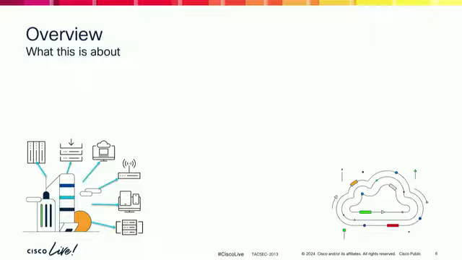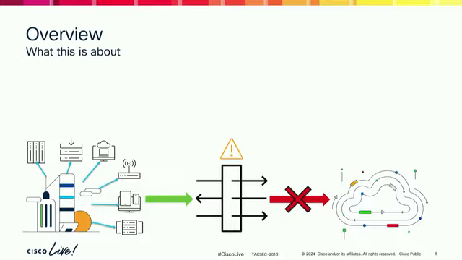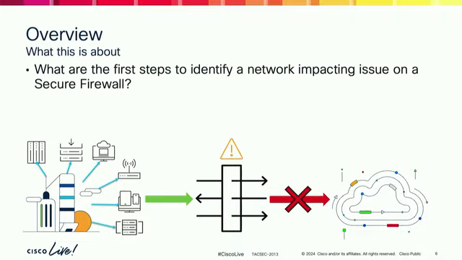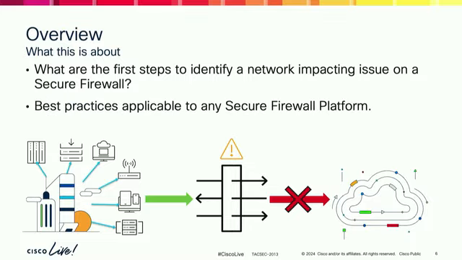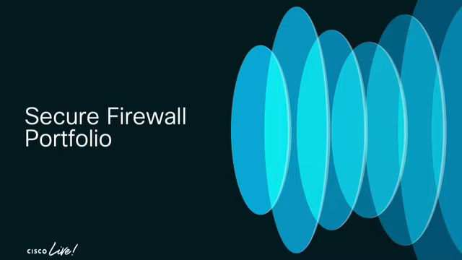We sometimes have a secure firewall, and sometimes we think there is a problem, there is a total outage. Well, actually, it's different to have a total outage than to just not have an internet connection, right? So we're going to see that difference. First, what are the first steps to identify a network impacting issue on a secure firewall? And then the best practices applicable to any secure firewall platform.